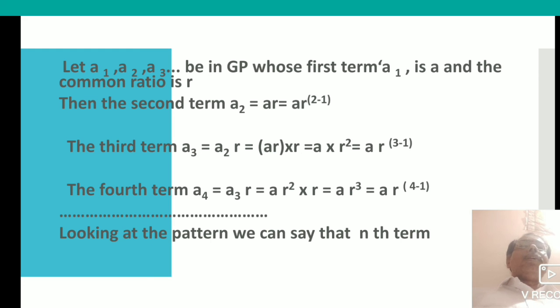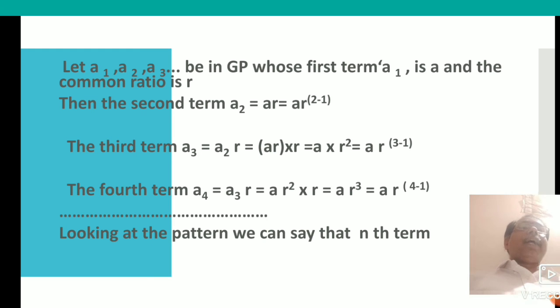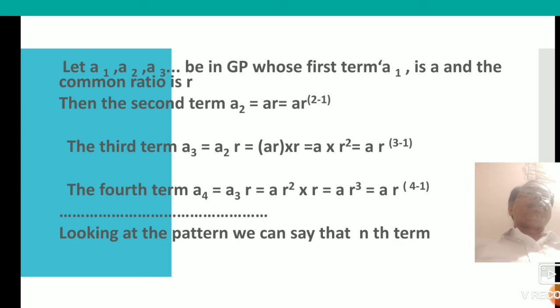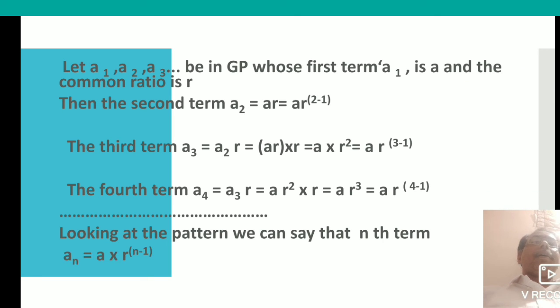Now looking at the pattern, we can say the nth term. Can you say the nth term, children? Yes, an is equal to a into r to the power of n minus 1. Like this we get the nth term. So the remaining sums we will discuss in the next video.